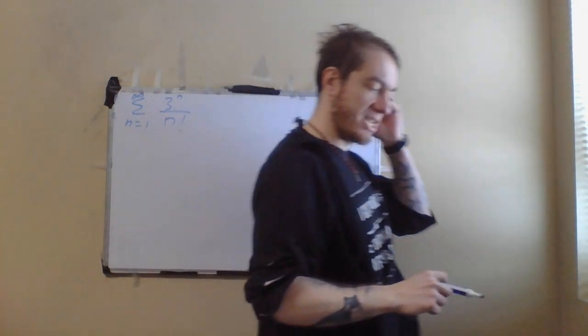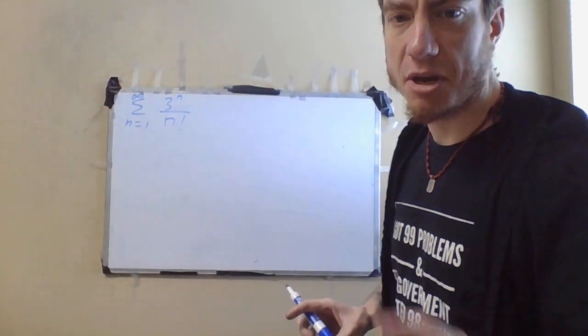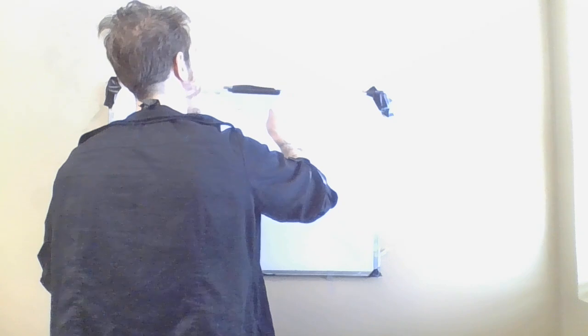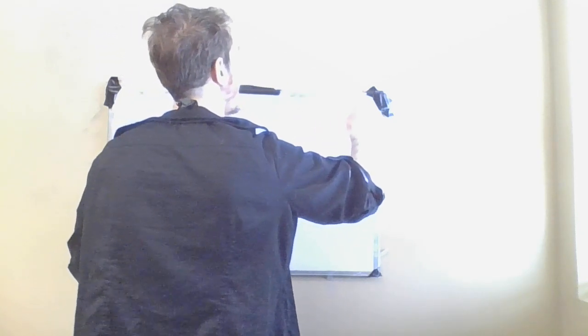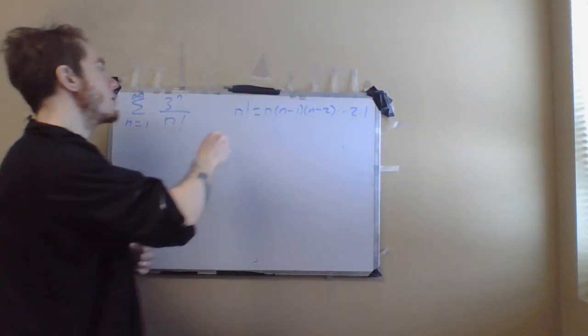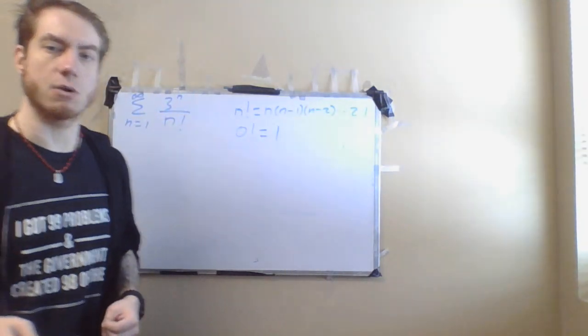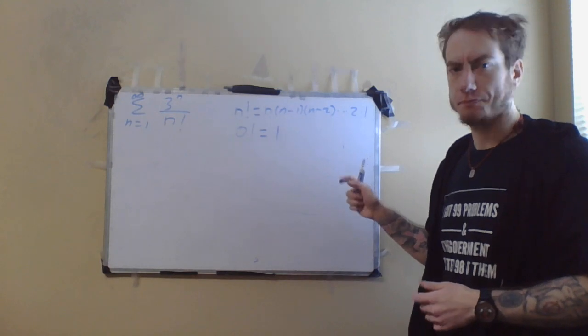Now, just in case it's been a while since you've done factorials, let me remind you what a factorial is. n factorial is equal to n times n minus 1 times n minus 2, all the way down to 2 times 1. So we just multiply all of these numbers. And for the case of 0, we define 0 factorial to be equal to 1. That's a special case.